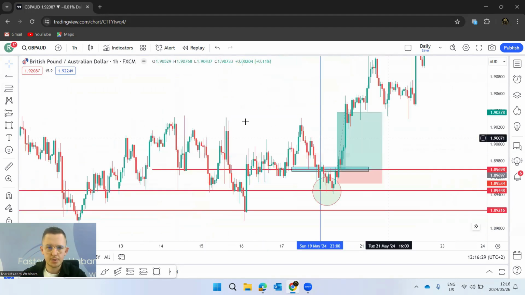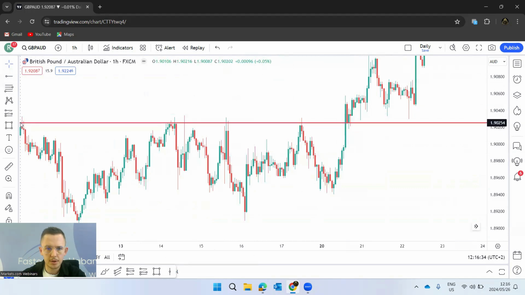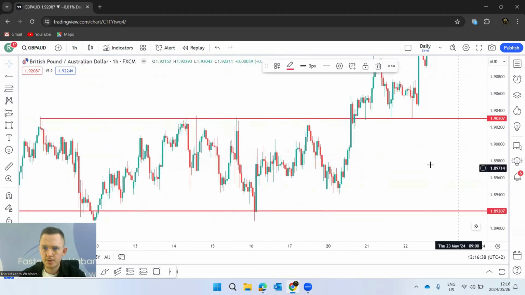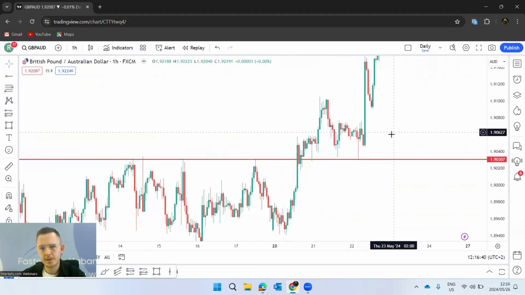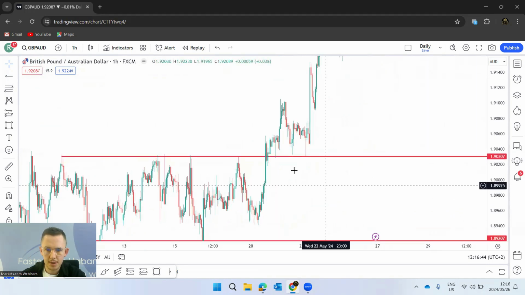So if we go back to the higher time frames and we just clean everything off, we could also see that we are in a little bit of a sideways market. After the sideways market is broken, price is looking to come back to retest that sideways market and obviously continue to the top side.